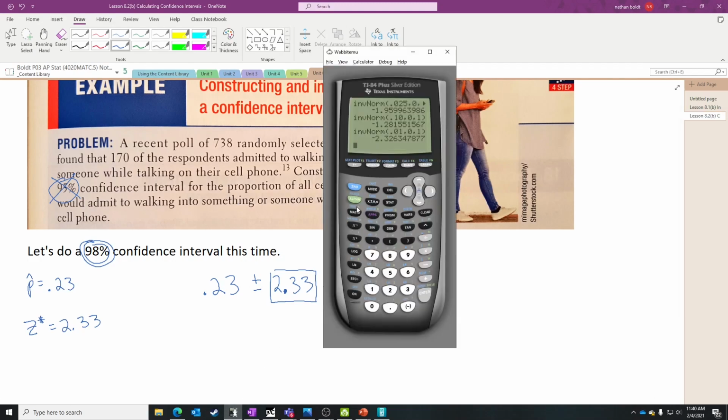So I'm going to inverse norm that 1%. So second distribution, inverse norm, 1% to the left. There's 1%. The 84 only does to the left. Just to the left. 0, 1, paste. Negative 2.33. That is our Z star.